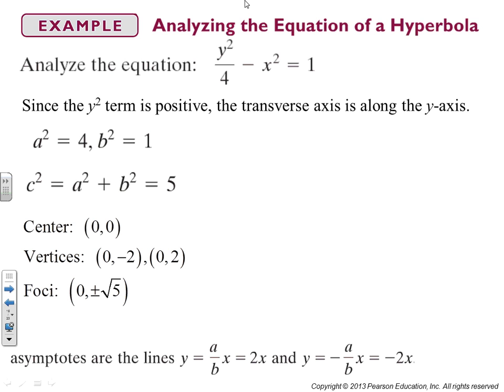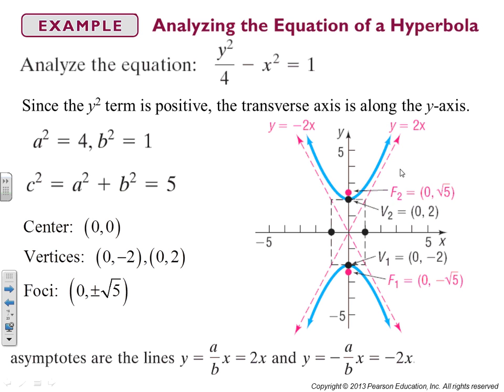We are now adding the asymptotes to our analysis. They are y equals a over b x. So a is 4, b is 1. Sorry, a is 2, b is 1. Let's go back here. a is 2, b is 1. And we get 2 over 1 is 2, so our asymptotes are y equals 2x, and y equals negative 2x. So we go ahead and graph those things.